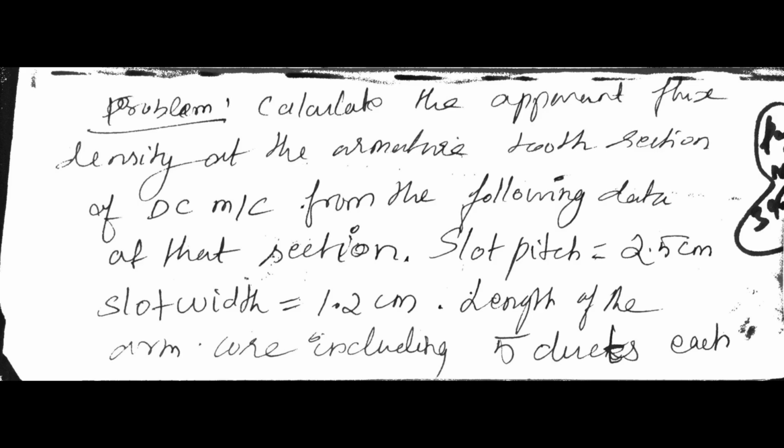Electrical Machine Design (EMD) problem, topic: steps for calculation of air gap length. Question: calculate the apparent flux density at the armature tooth section of a DC machine from the following data at that section. Slot pitch is equal to 2.5 cm. Slot width is equal to 1.2 cm. Length of the armature core, including 5 ducts, each 1 cm wide, is equal to 45 cm.